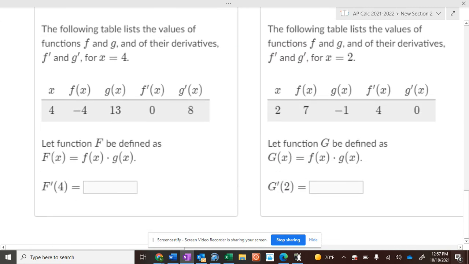Okay, now then they'll give us tables. And they'll say, what is f of x times g of x? Well, f of x times g of x is f of x g prime of x plus g of x times f prime of x.